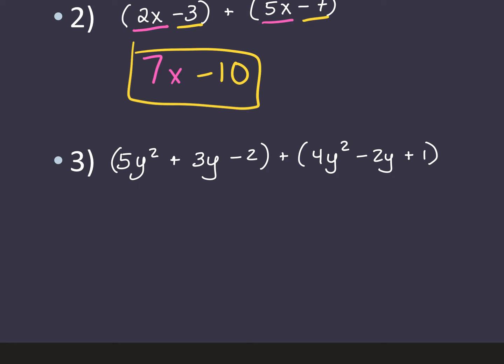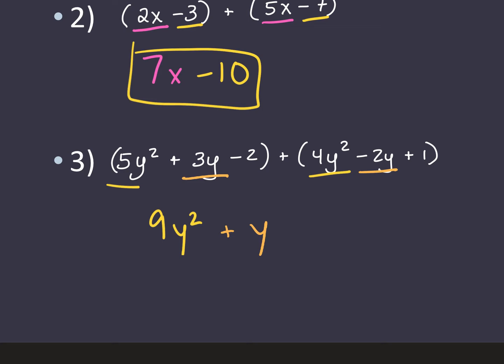For number 3, I have 5y squared and 4y squared. These are both y squared, so they are like terms. So I add the coefficients, so this would be 9y squared. Right, next with the y's, this is 3y and -2y. Because they're just y's, I just add the coefficients and I can combine them together. So 3 minus 2 would be 1, so it's just 1y. We don't write the coefficient if it's a 1, so it's just y.